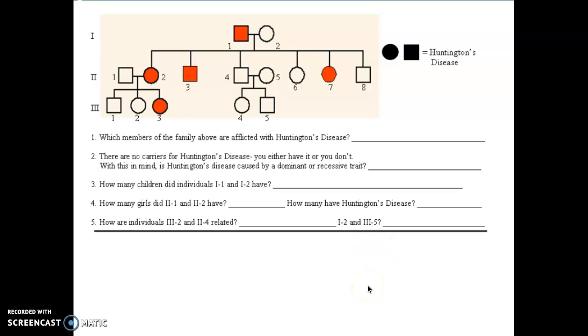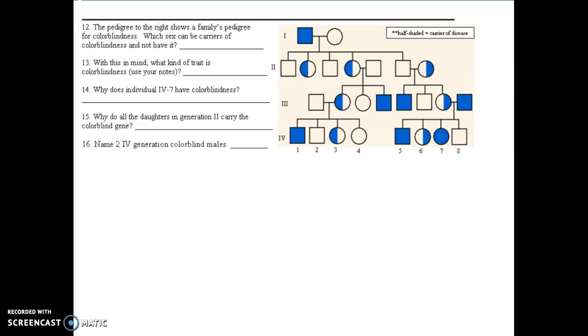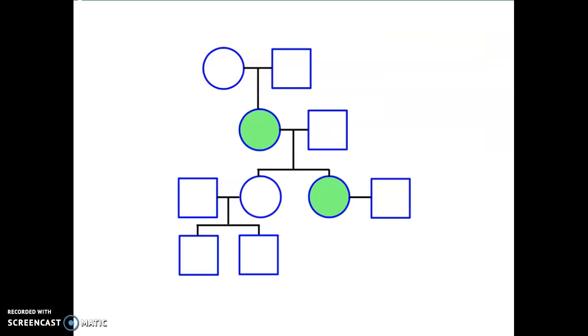Okay, and I'm going to give you some of these questions to practice in a Google form. I've kind of changed them around a little bit, made it really easy. So that's all I need you to do for now. Remember, circles are girls, squares are boys, lines in between means they're married or had children, lines above means they're siblings. Okay? Email me if you have any questions. Thank you.